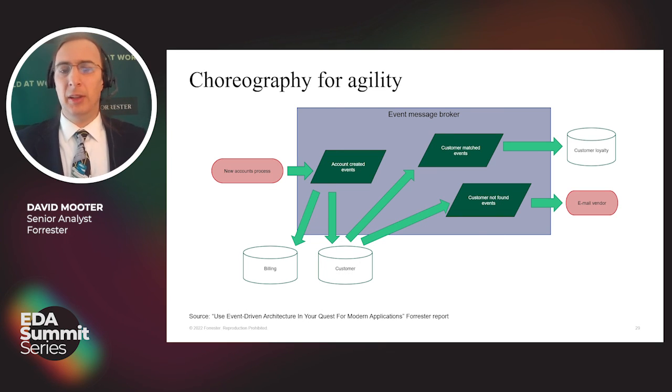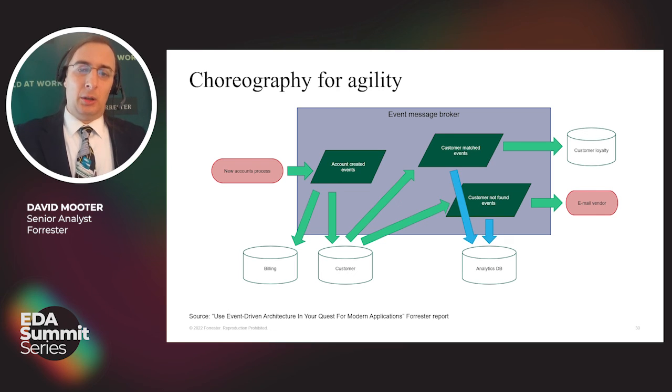We can address this through choreography, which is using events to, well, choreograph this process. New accounts publishes an event for when new accounts are created. Billing subscribes, customer subscribes, they update themselves. Customer runs this match algorithm and publishes the outcome of that match. Was it a customer matched event or a not found event? And then email, customer loyalty, they can subscribe and process accordingly. Same business requirement, I just subscribe to those event streams. If I've been granted read access to those event topics, I can do that self-service. I don't need to reach out to a third-party team to make this their priority. So that's much better for agility.